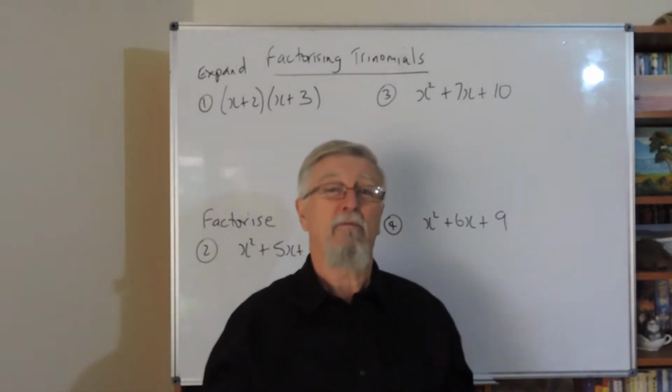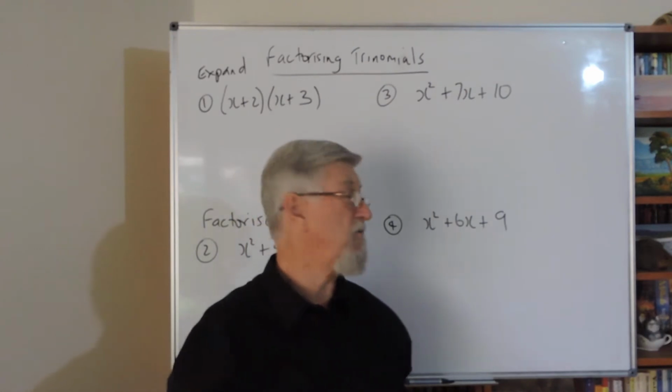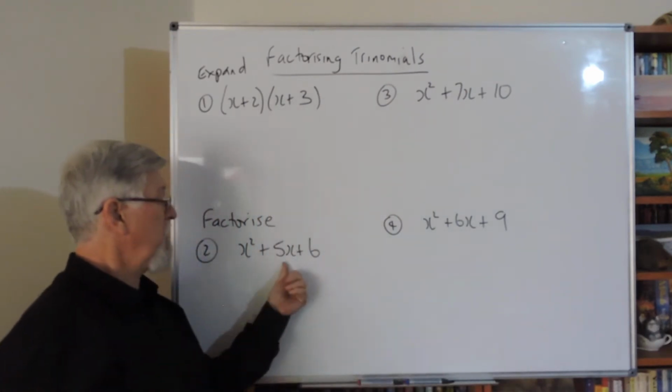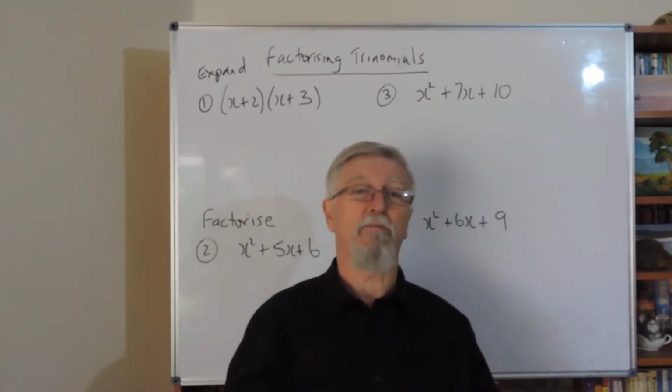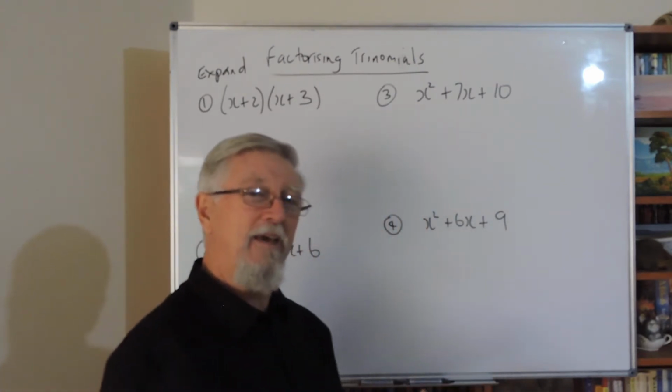Hi everyone. What do we mean by trinomial and how do we factorise it? Trinomials have three terms and they're actually, in the bigger picture, called polynomials, but we've commonly referred to these as trinomials. How do you get a trinomial?